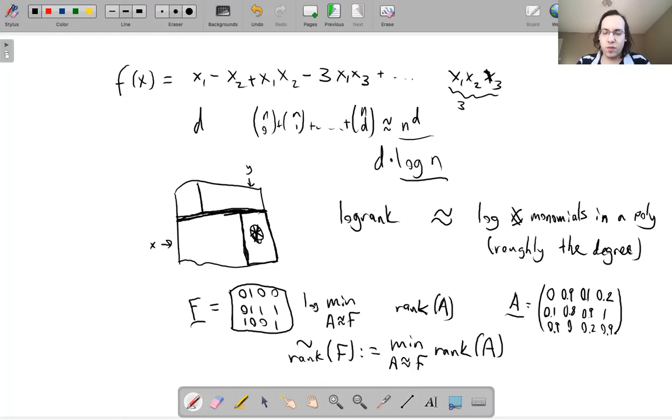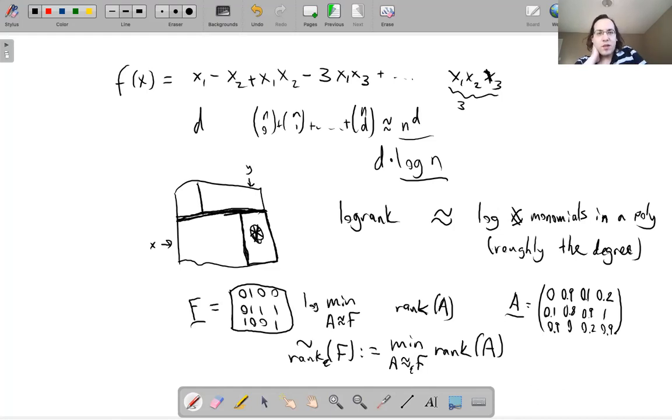Okay. So the approximate rank of F, to error epsilon, will be the minimum over all matrices A that approximate F to error epsilon of the rank of that matrix A. So this is sort of like we allow the addition of noise to these Boolean values in F, and then we minimize the rank for that.